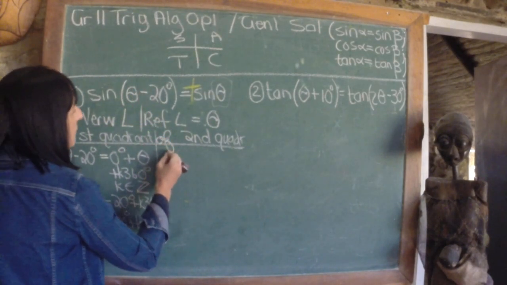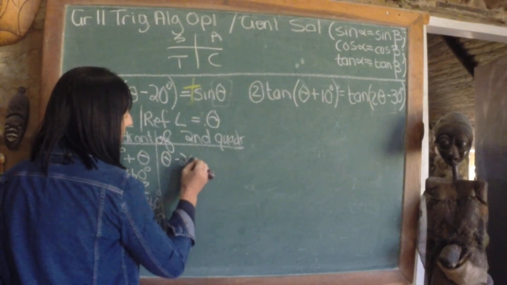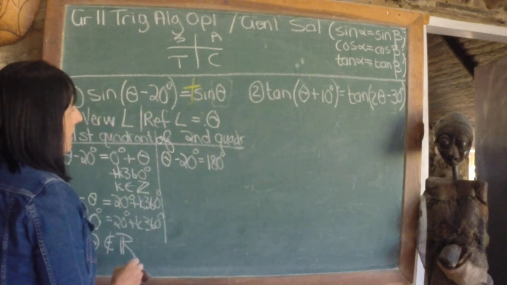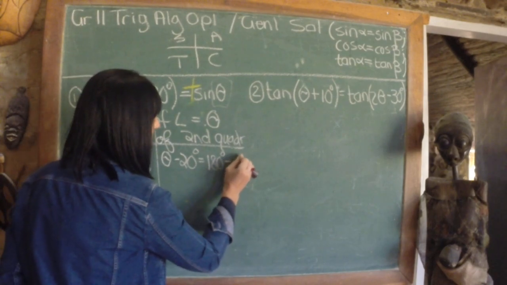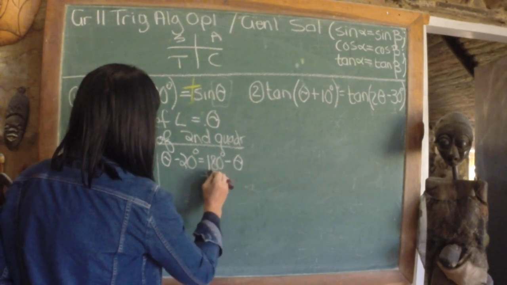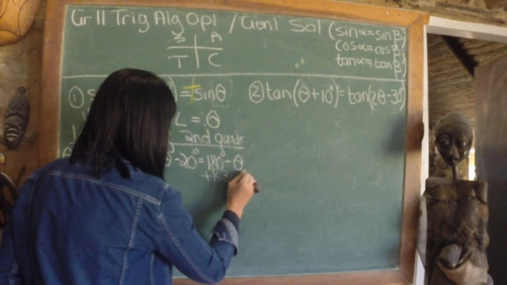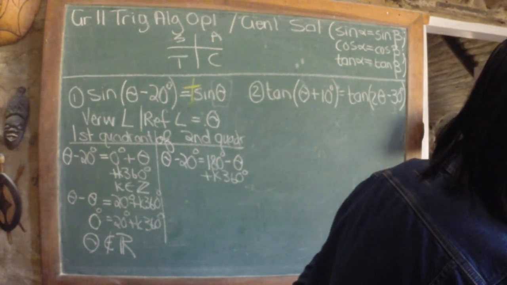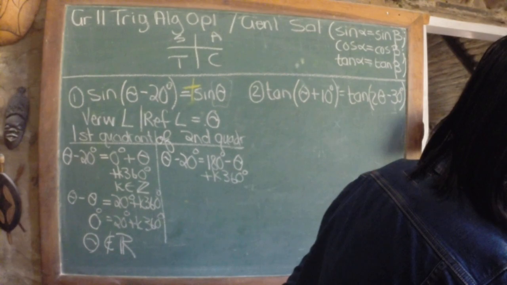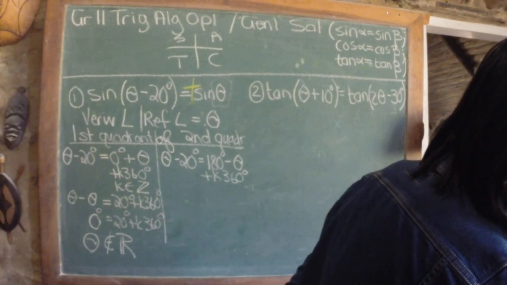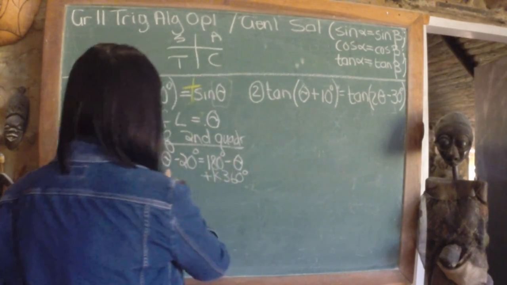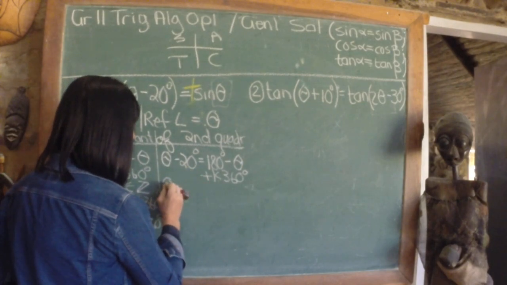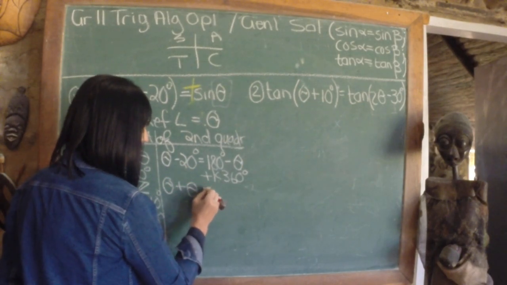Let's go to the second quadrant, die tweede kwadrant. Ek het my hoek, theta minus 20 grade, is gelyk aan 180 grade, minus theta, plus k times 360 degrees, and again this happens. Again it happens. Let me just check this out. Now it doesn't happen, because if the theta goes to the other side of the equals, luckily now it becomes a positive, so it doesn't eat each other.